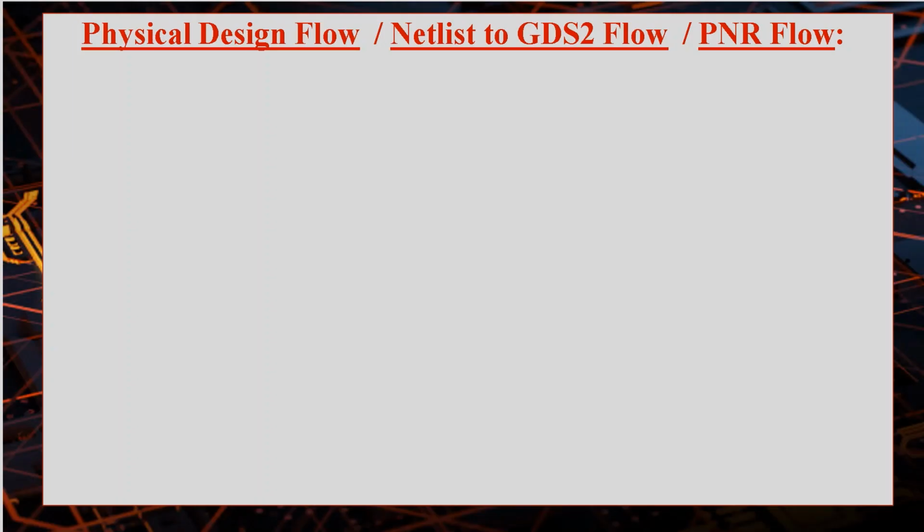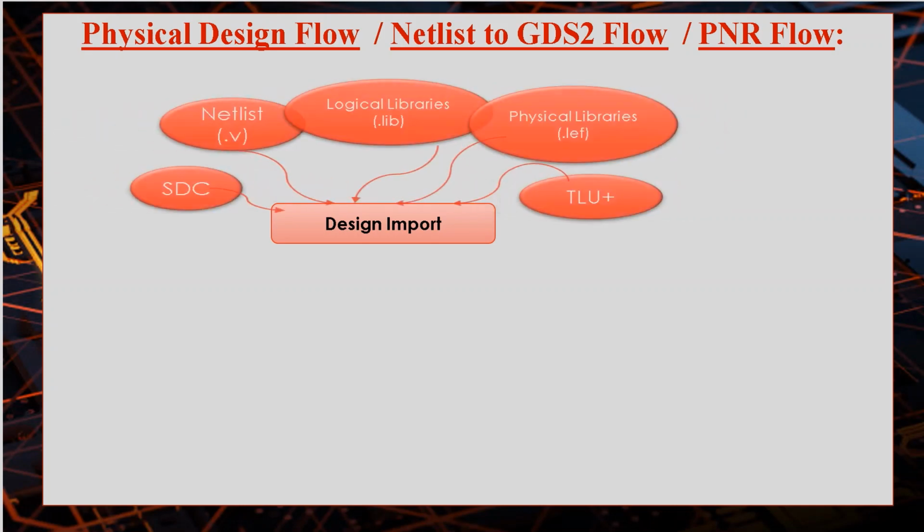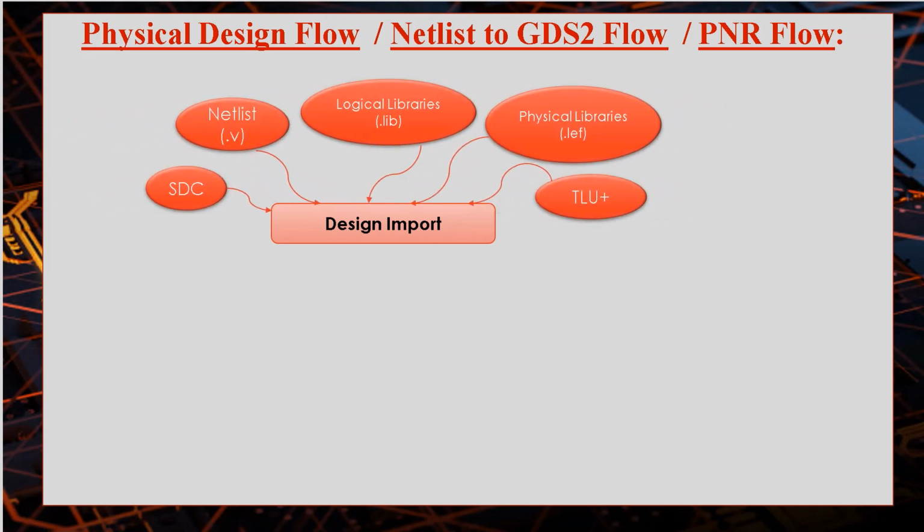Now let's see the stages involved in the PD flow. The first step in PD flow is design input, where all the required input files for PD like netlist, SDC, logical and physical libraries, TLU+, etc. are read by the tool. After design input, sanity checks are performed to make sure of the correctness of the given inputs. To avoid any mismatches and issues in further stages, we perform the sanity checks beforehand and verify the inputs.